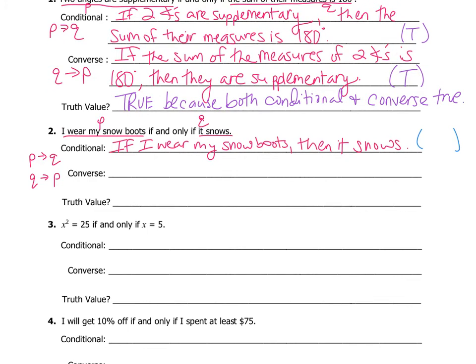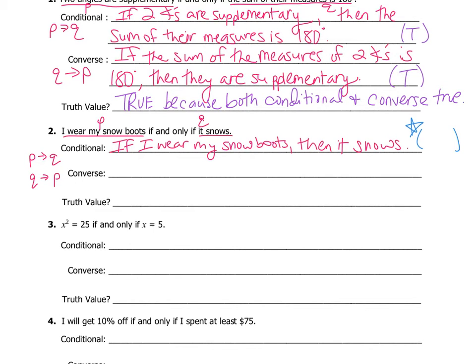For these next couple of questions, I'm going to mix it up and I'm not going to do all the pieces. So in this first one, I labeled that the first part of our sentence is our hypothesis, that's my P. It snows then would be the conclusion, so that's my Q. Remember, the conditional statement is always if P then Q, or P implies Q. So we're going to write, if I wear my snow boots, then it snows. So I want you now to fill in what is the truth value of just that statement, so that when we get to the biconditional, we can determine if the final one will be true or false.